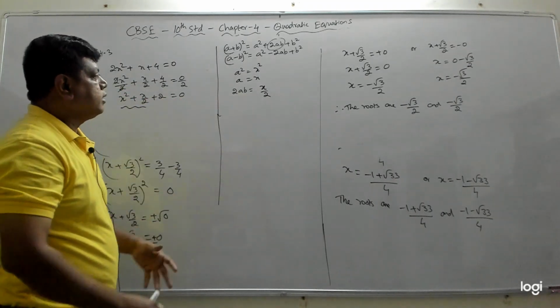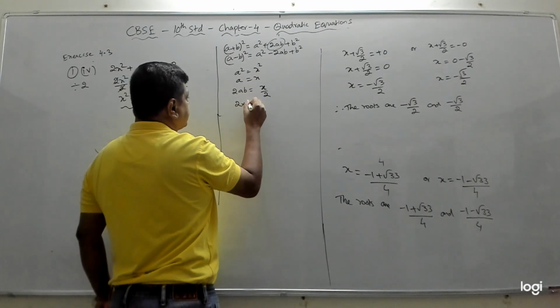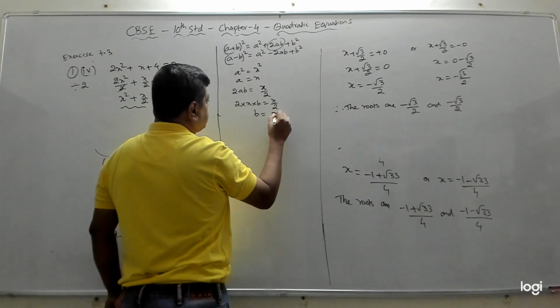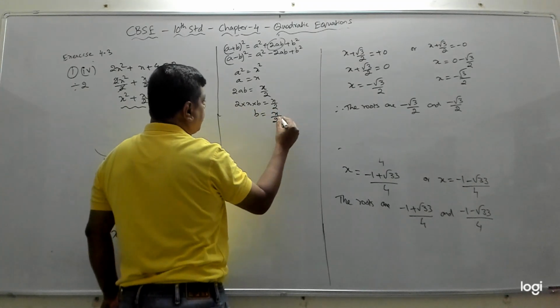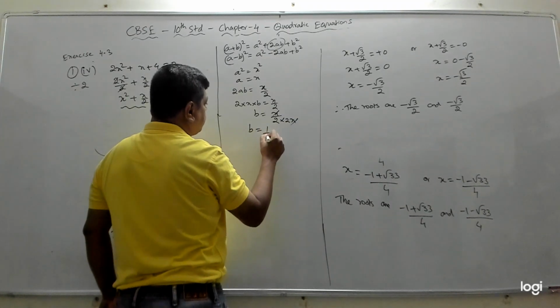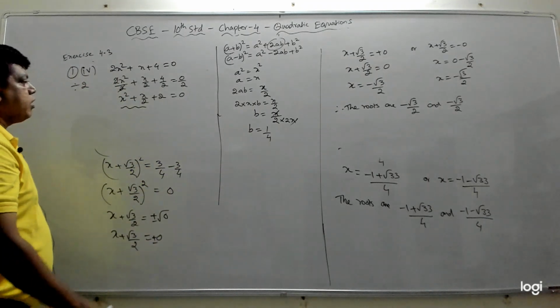Now we need to find b. Now a is x, substitute a equal to x. So 2 into a is x into b equal to x by 2. So your b will become x by 2 and this 2x will come down into 2x. So x will get cancelled. You get b equal to 1 by 4, that is 1 by 2 into 2, which is 1 by 4. Now we have got b.